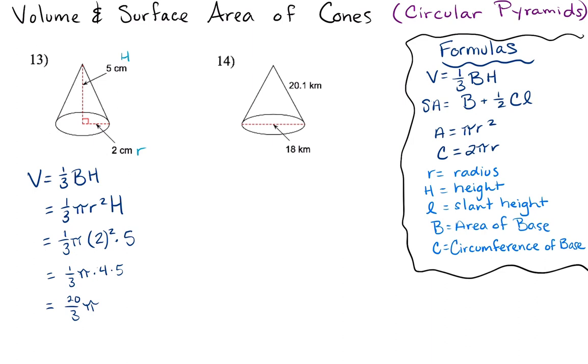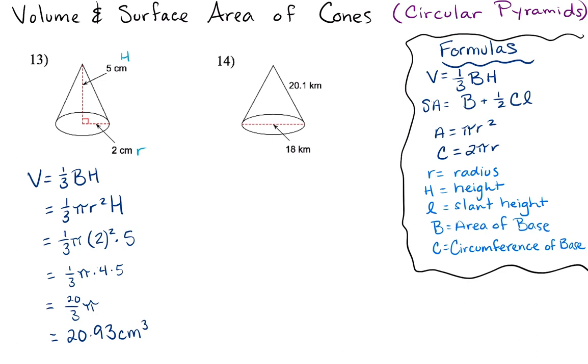The last thing is going to be to do the estimation. So we're going to take the 20 over 3 and multiply it by pi. For this series, I am estimating and using 3.14 for pi. So we're going to multiply by 3.14 in the calculator, and I get 20.93 centimeters cubed. That's calculating volume of a cone.